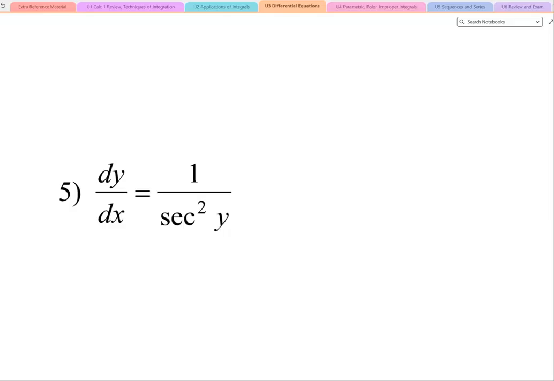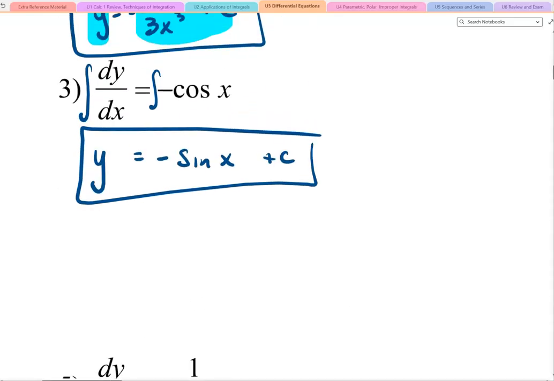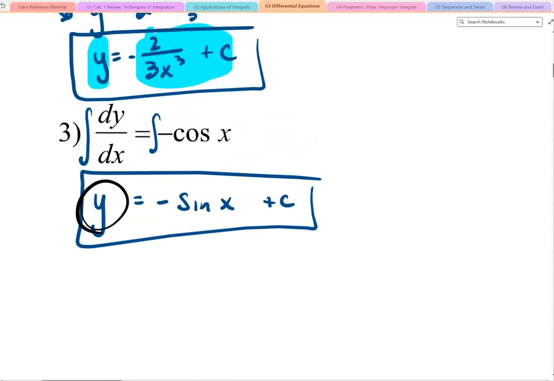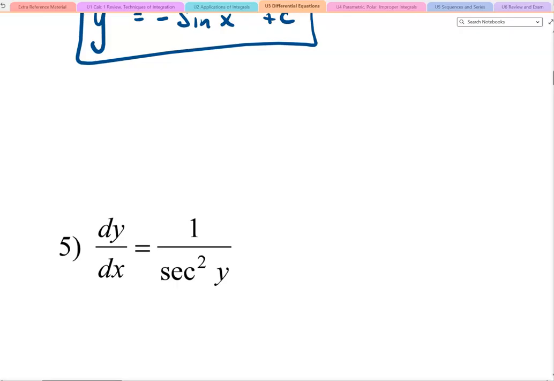Starting with question 5, you have to be careful though, because if you didn't notice it right away, I'll point out that this is a secant function being evaluated at y, not x. So not our independent variable, but our dependent variable. Up above, we were trying to find the function y with respect to x. Well, here, the derivative of y with respect to x is actually based on the function y itself. And this is what we were calling a separable differential equation. I'm giving you the heads up that this is separable.